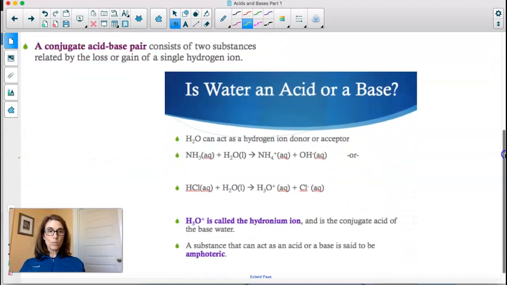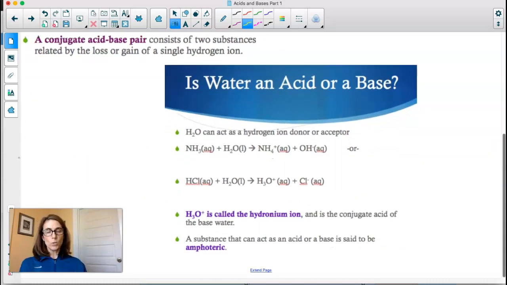So that brings us to an important point. Water, we're generally told, is a neutral substance, and it does fall in the middle of our pH scale. We'll talk about the pH scale in another lesson. H2O, depending on what it's reacting with, can act as a hydrogen ion donor or acceptor, so it can act as an acid or a base. If it's reacting with something basic, in this case NH3, it's more likely to act as an acid. If it's reacting with something acidic, like HCl, it's more likely to act as a base.